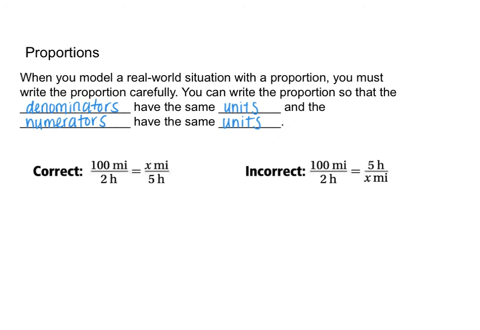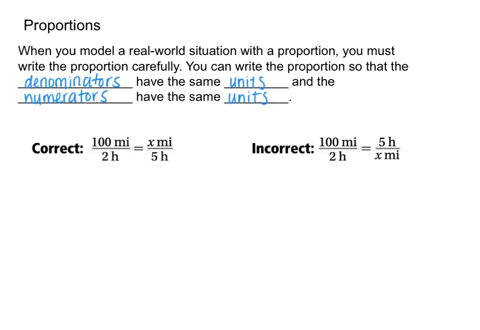And we've also got an incorrect example, okay? 100 miles per 2 hours equals 5 hours over X miles. Guys, you notice how the hours do not line up with each other while they did over on the left? That would be writing the proportion incorrectly, okay? Make sure that your units line up. Make sure you have the same units in the numerator and the same units in the denominator.